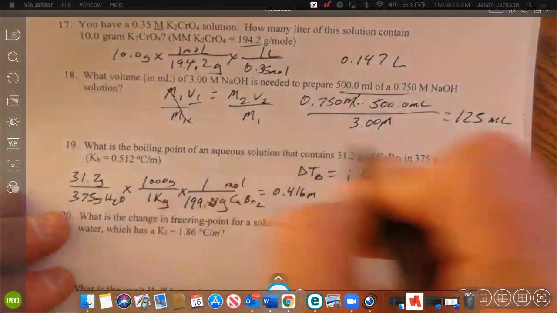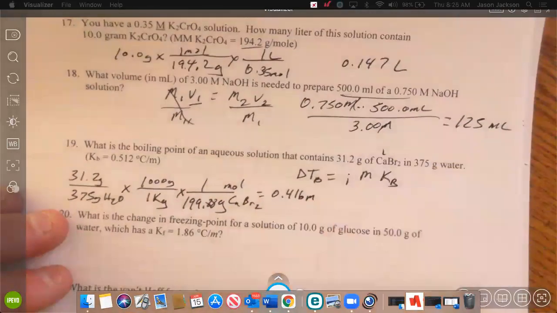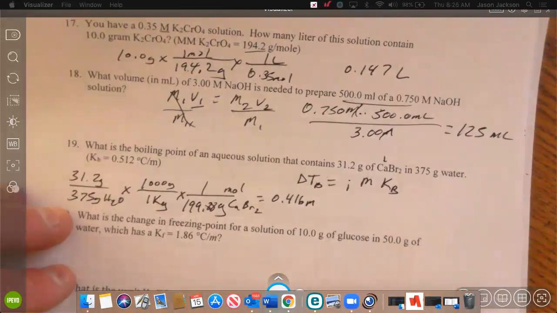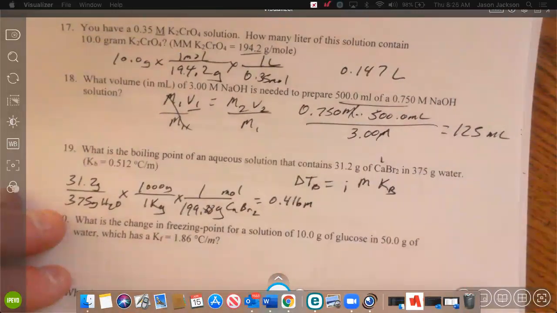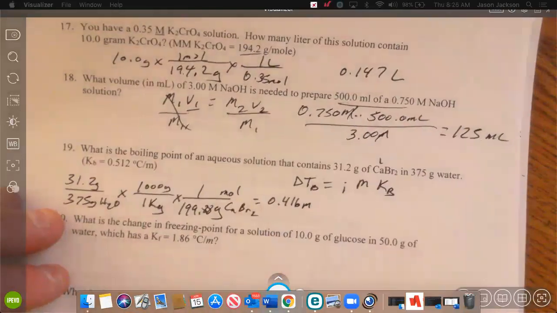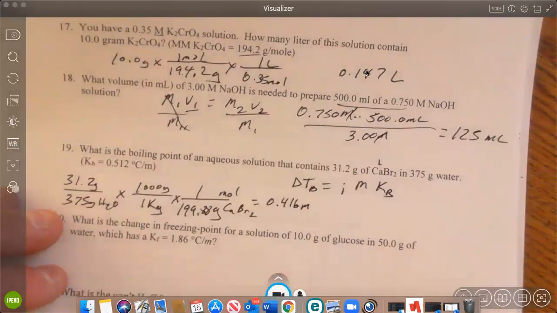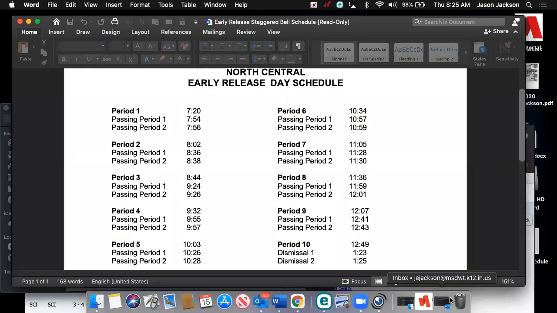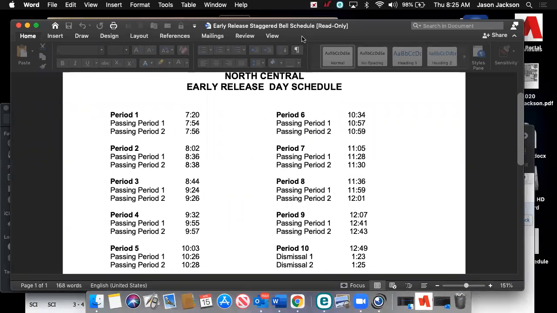For calcium bromide, what is my index? Is calcium a metal? Find calcium on the periodic table of elements. Is calcium a metal? Anybody? Calcium a metal?